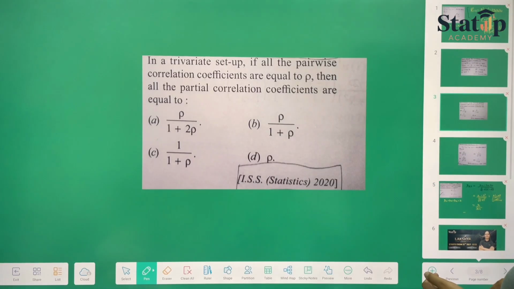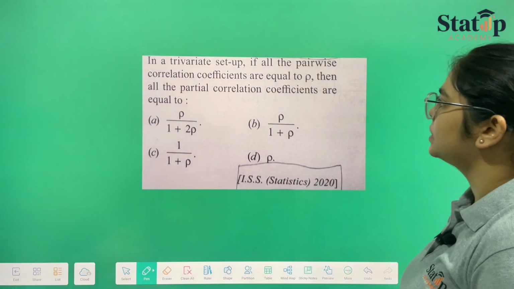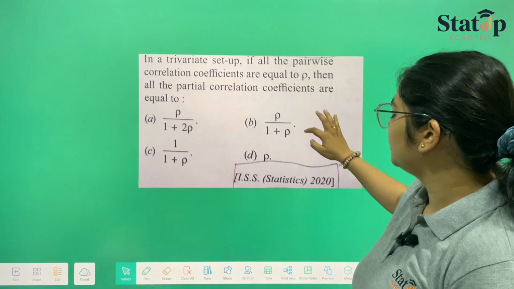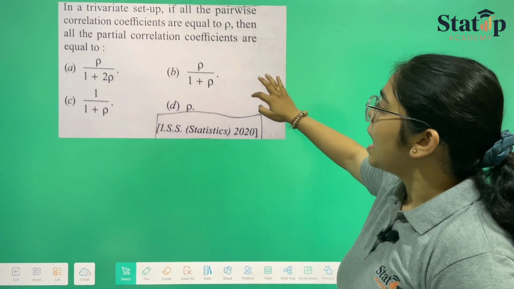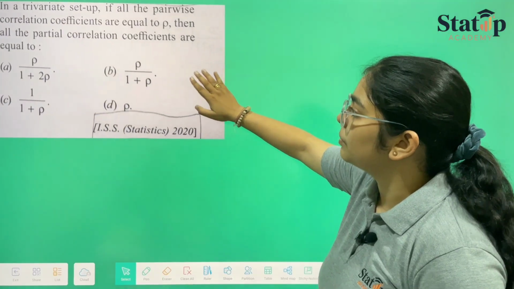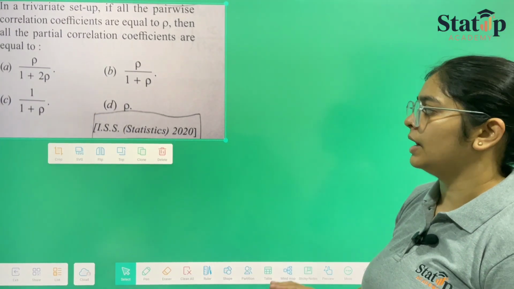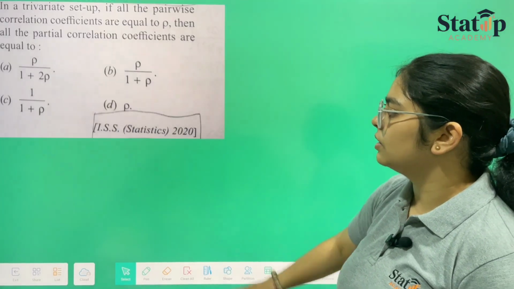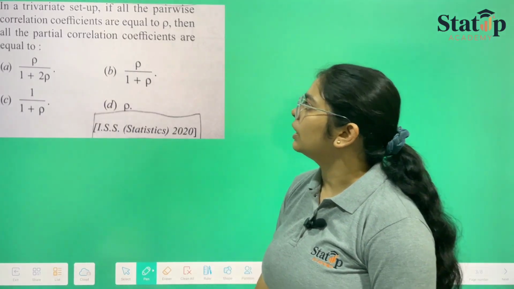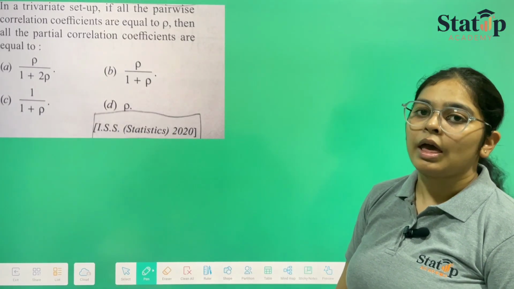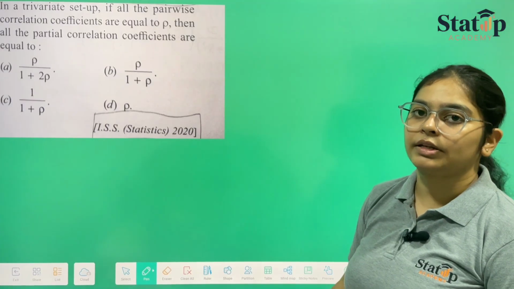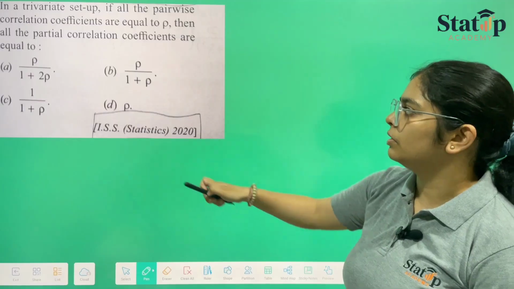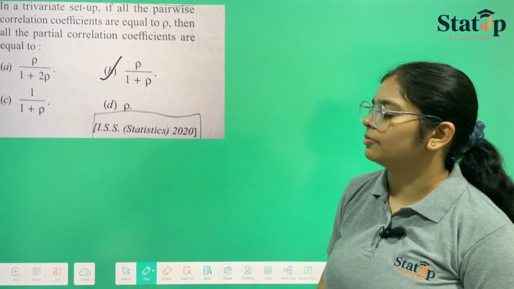Now moving forward to another question. This is another partial correlation coefficient question which has been asked in the PYQ 2020. And if you see it clearly, this is similar to what we had done just now. But the difference is there we were taking R as the common correlation coefficient. Here it is rho. Rest other things are the same. There the answer was R upon R plus 1. Here the answer will be rho upon rho plus 1, which is option B.